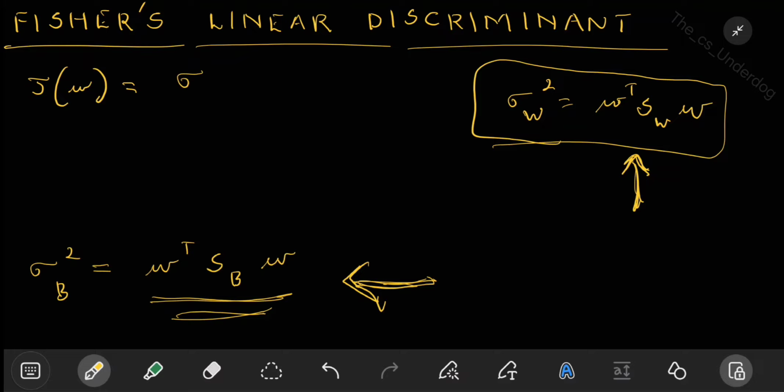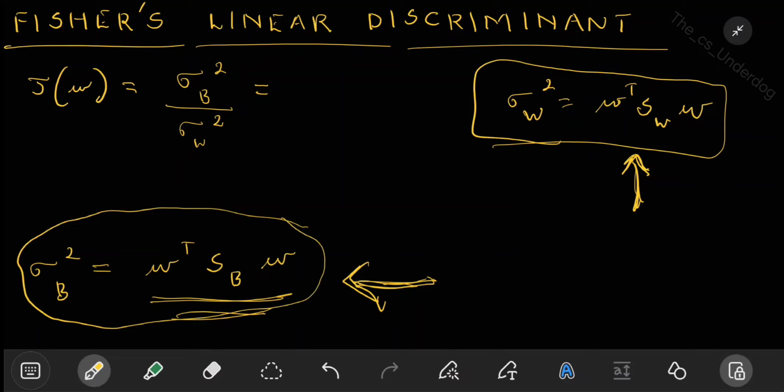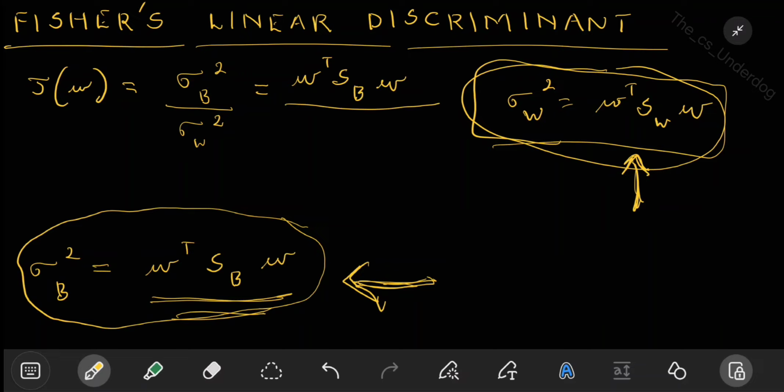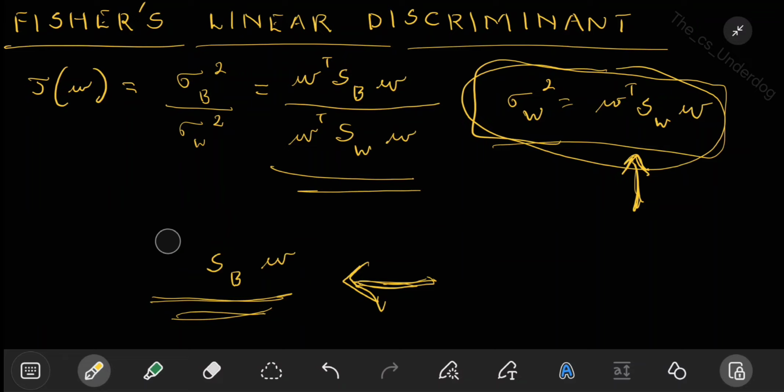So it is sigma B square by sigma W square. This is the Fisher's criterion. Another way of expressing the same thing is to use sigma B square's value and sigma W square's value. So it will become W transpose SB into W divided by W transpose SW into W. This is clear, right? So this is the Fisher's criterion.